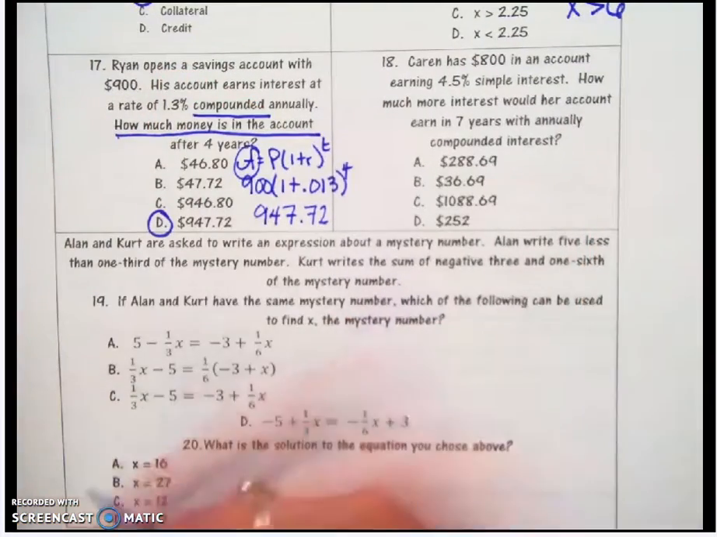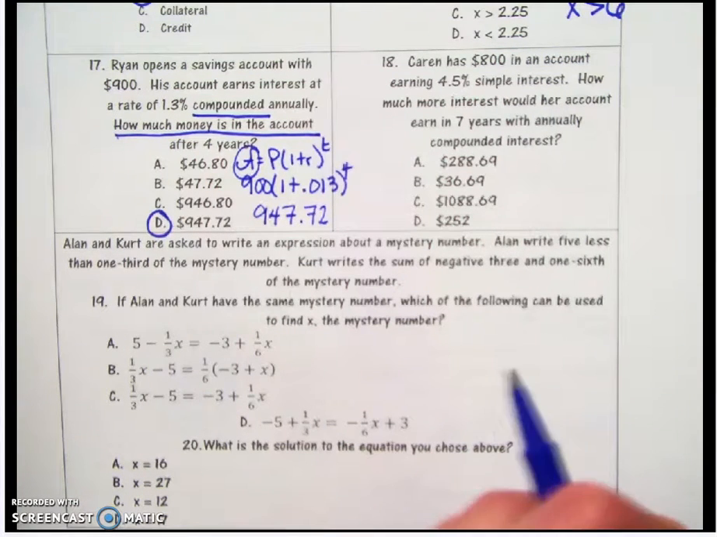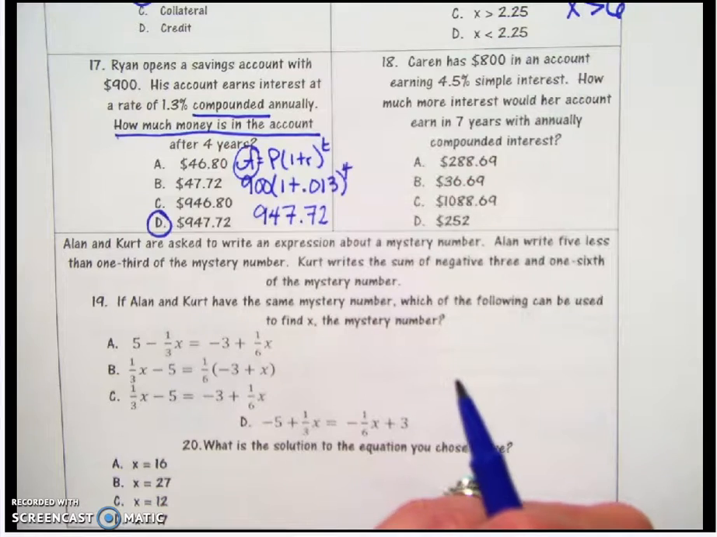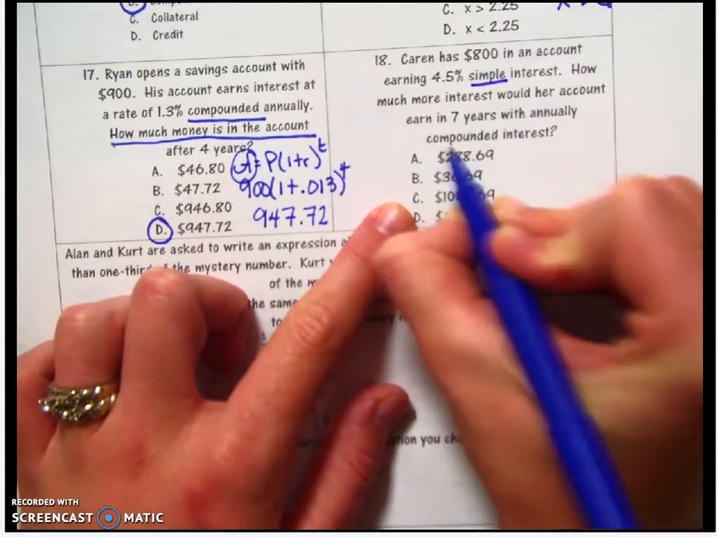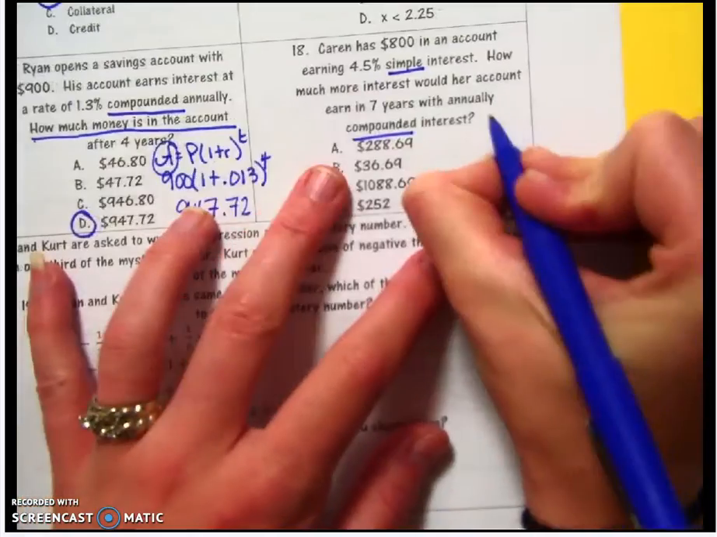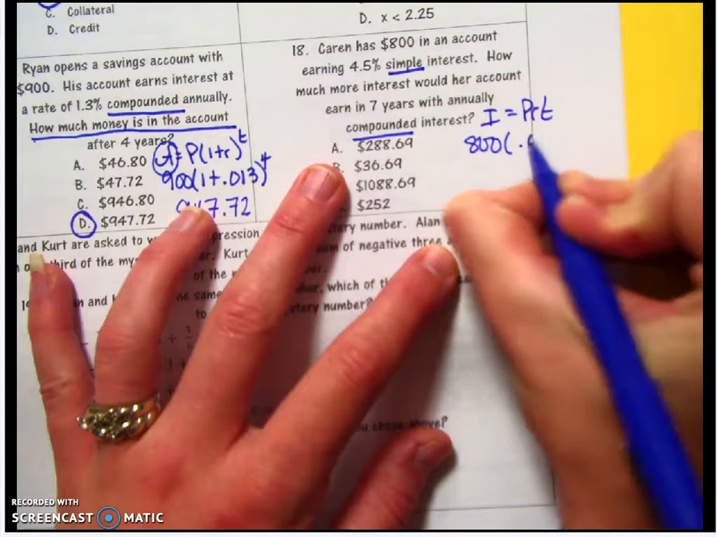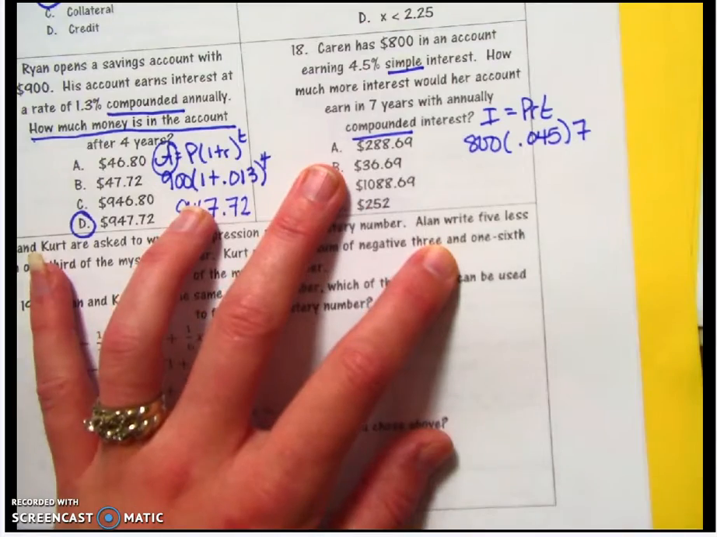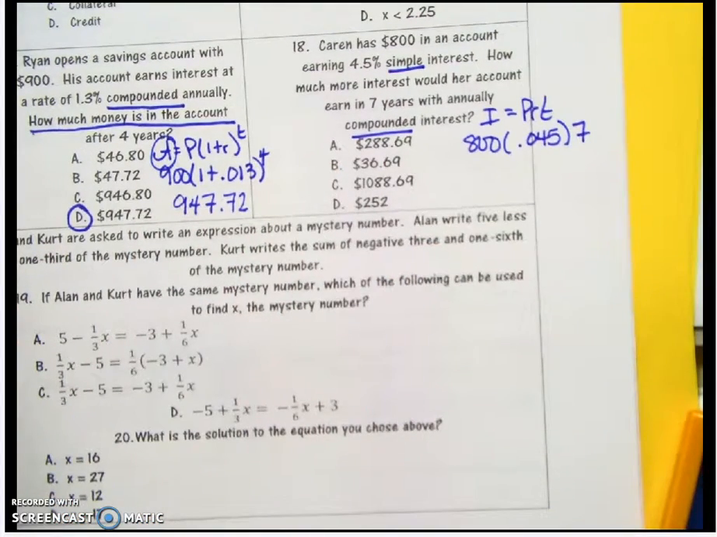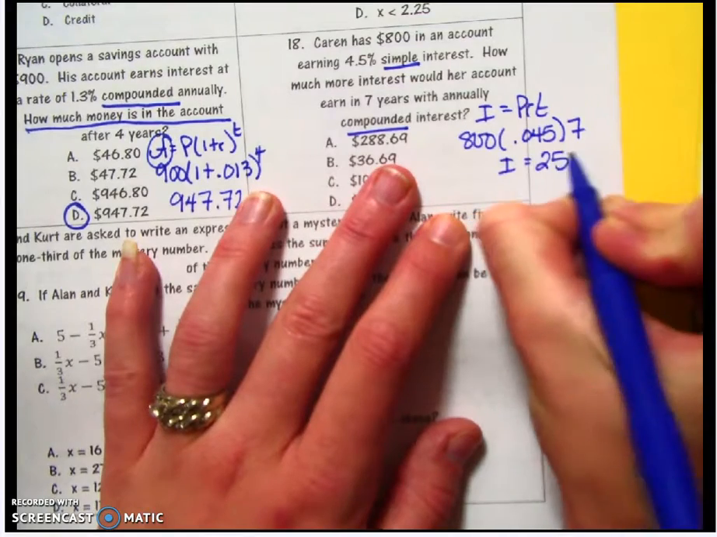18. Karen has $800 in an account earning 4.5% simple interest. How much more interest would her account earn in 7 years with annually compounded interest? All right, so here I'm doing simple and I'm doing compounded. So simple interest, I equals PRT. So my principal is 800, my rate is 0.045, and my time is 7. So if you put that in your calculator, 800 times 0.045 times 7, I get an interest of 252.